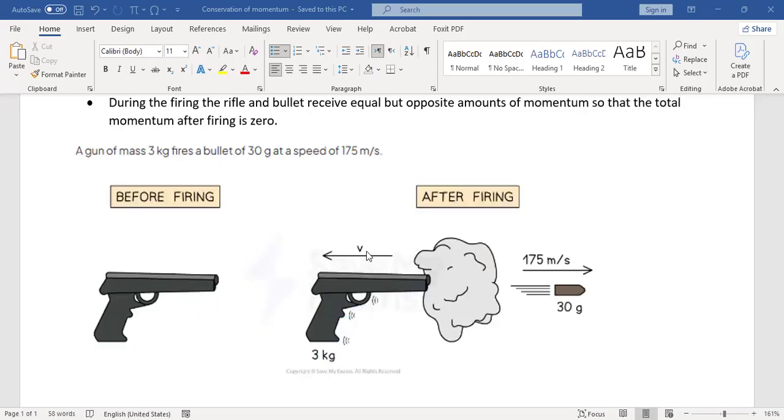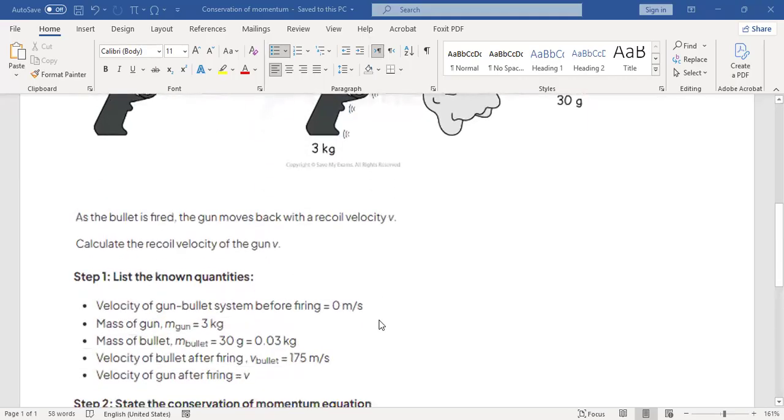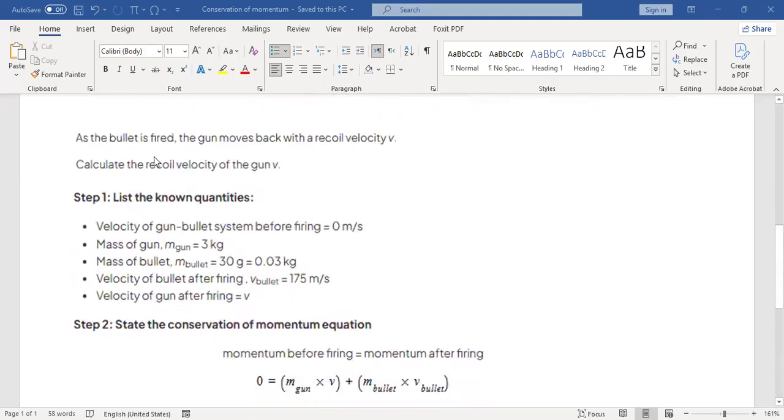So our task is to find, as the exam question will appear, the velocity with which the gun recoils back. So calculate the recoil velocity of the gun. So we have this data: mass of the bullet, velocity before firing, after firing, and velocity of the gun after firing. Before firing, they were both zero.